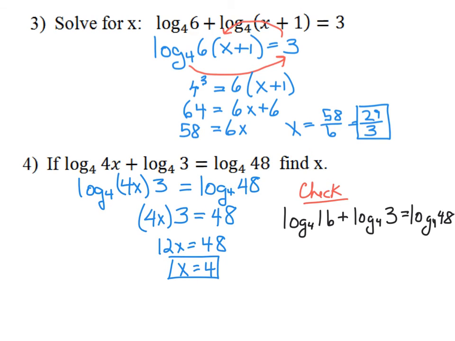And the answer is yes, because when I have a sum between two logs, that tells me that I am going to multiply together the 16 and the 3. So 16 times 3 gives me 48. On the left side, I also have log to the base 4 of 48 on the right side. So both sides match, and therefore x equals 4 must be my solution.